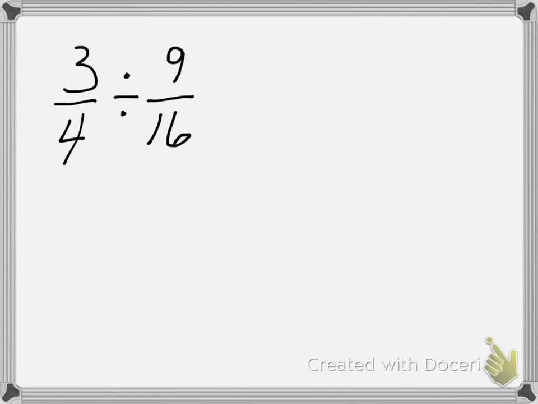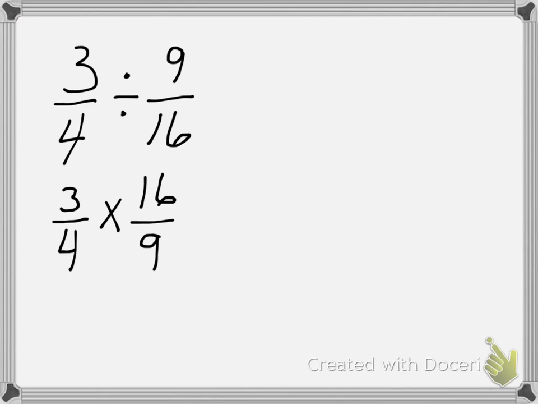Let's take a look at another one. 3/4 divided by 9/16. So once again, they're already fractions. We have to make sure that we have no mixed numbers or whole numbers. Then we're going to keep, and change this, and flip this. So we're going to multiply by the reciprocal. We never divide fractions. We pretty much multiply by the reciprocal.